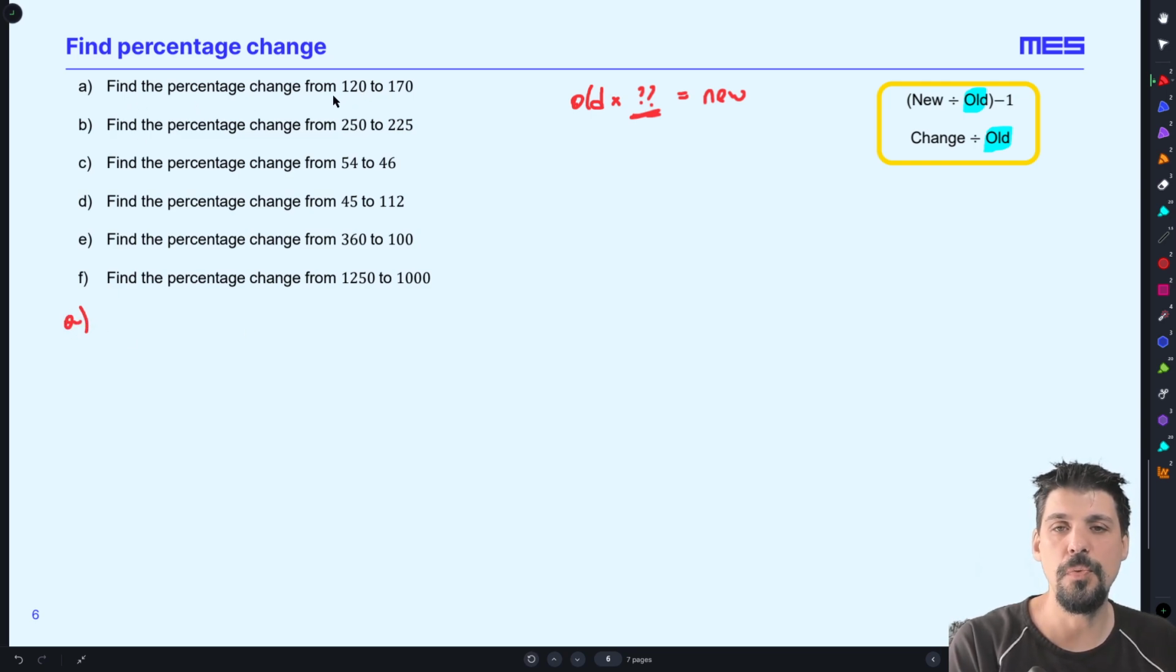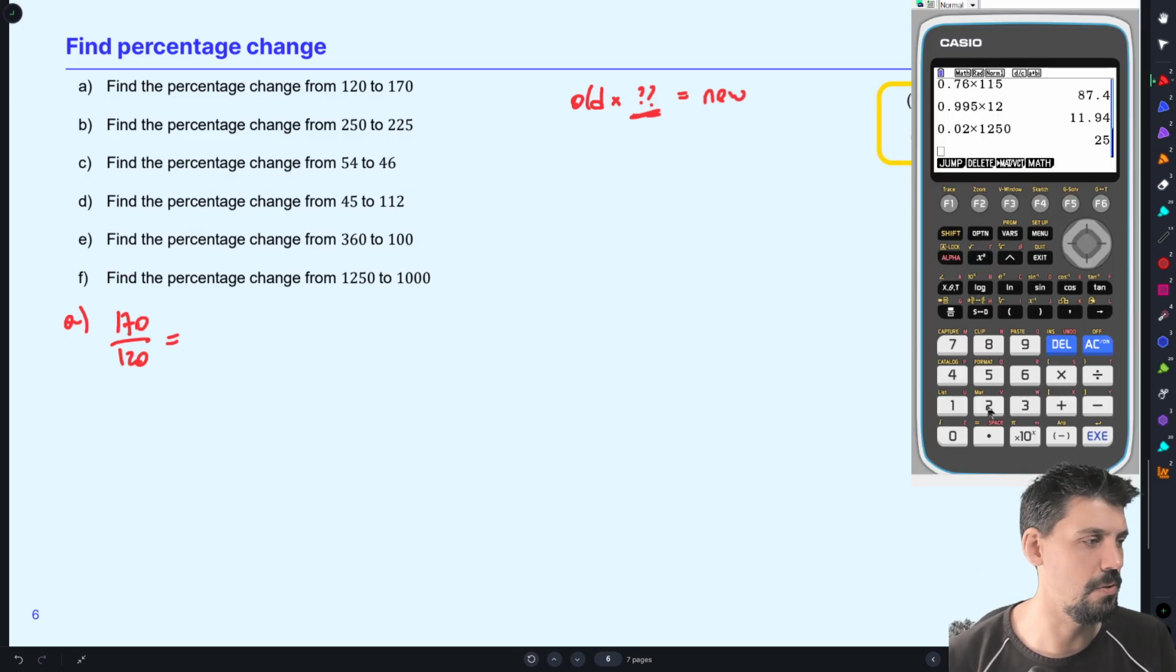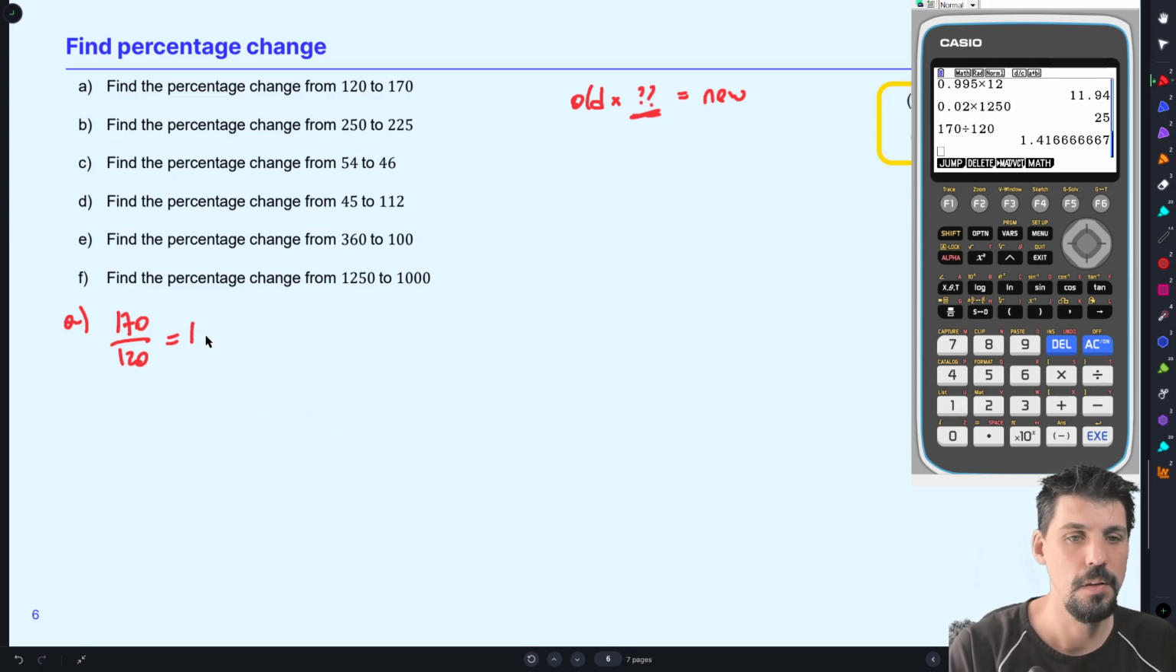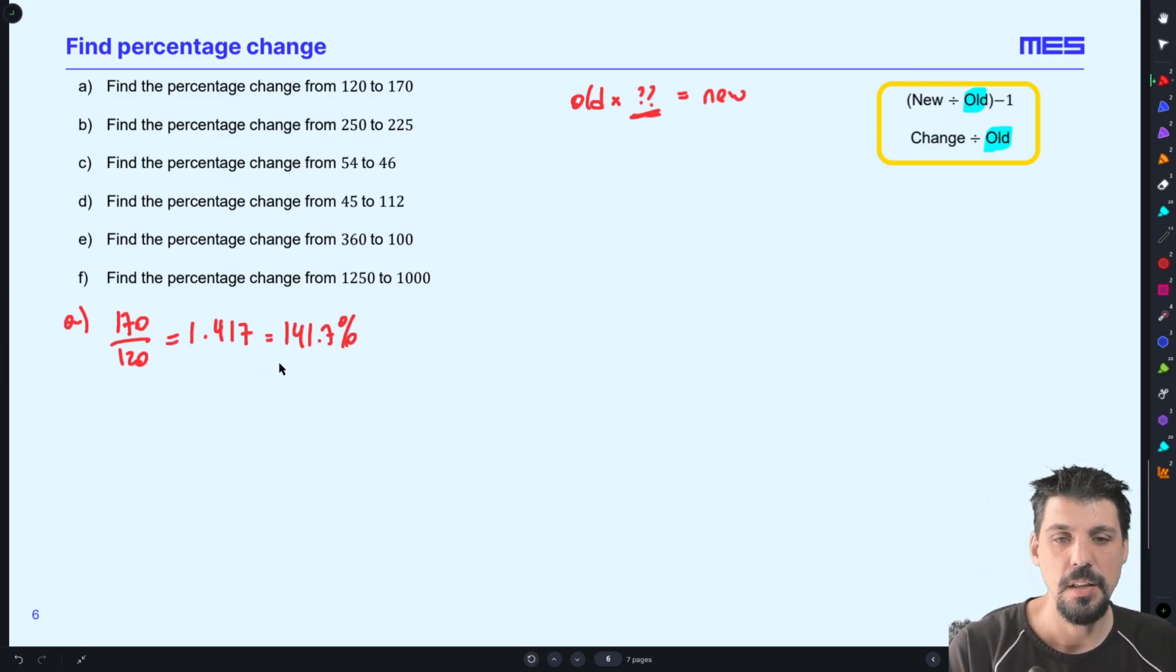So the percentage change from 120 to 170. So 120 is the old. So we're going to do 170 divided by 120. This is therefore a calculator sort of a thing. 170 divided by 120, we get 1.417. So that is 141.7%. So what is the percentage change? That is a 41.7% increase. We are just working backwards from what we were doing last time.